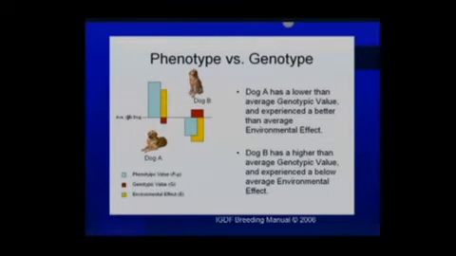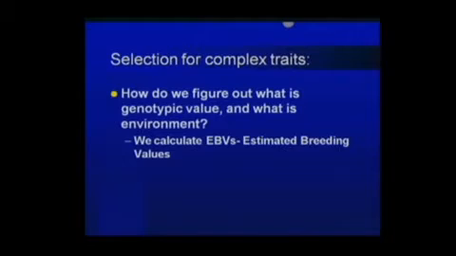And you might, assuming you can do this, determine that dog A, even though it looks better phenotypically, actually has a worse genotypic value than dog B. And so the whole secret to selecting breeders is to try to make that determination. How do we figure out that determination that I've just said is the whole secret? Well, we calculate estimated breeding values.